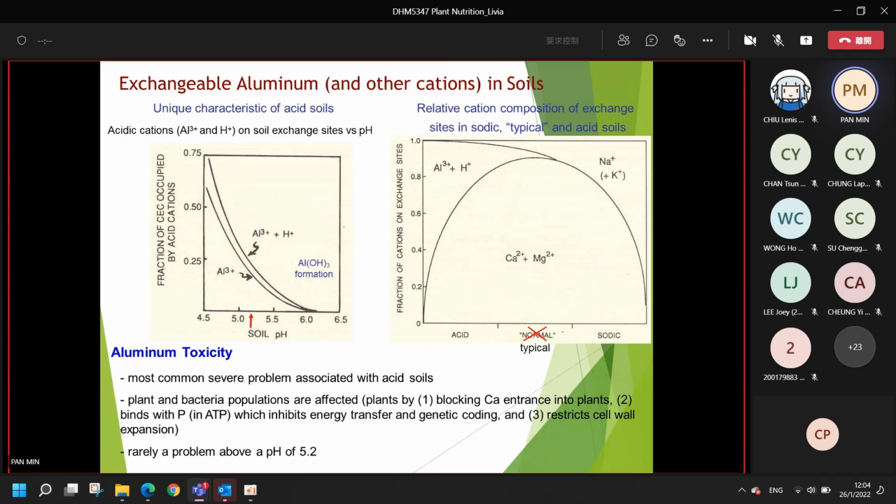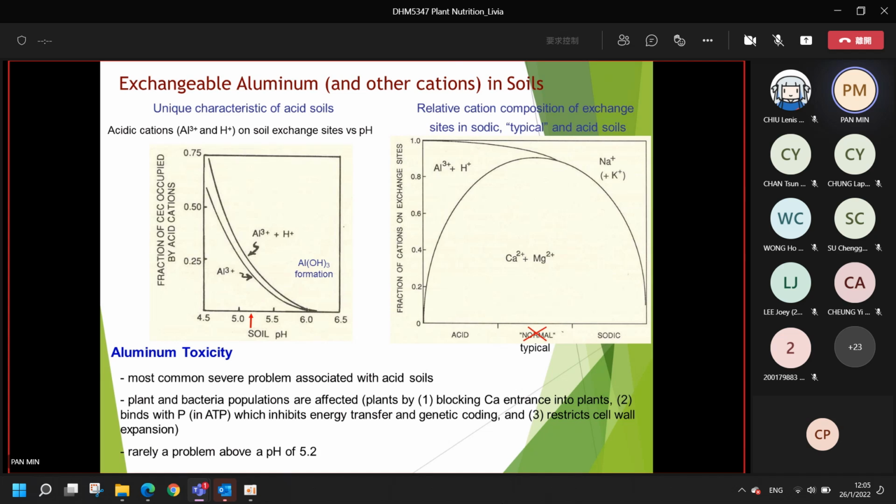For example, the calcium, magnesium, potassium, and sodium, like this. These are essential nutrients for plant growth. So in acid soil, it will cause aluminum toxicity because it's full of aluminum ions. In these situations, this is the most common serious problem associated with acid soil.